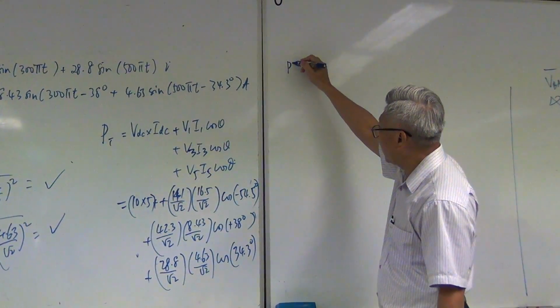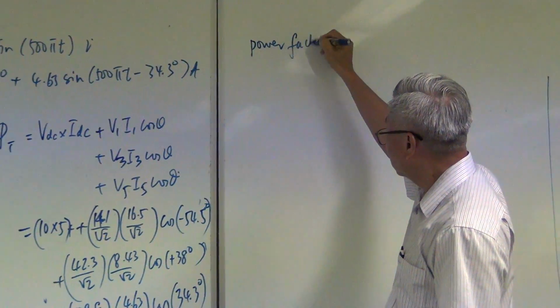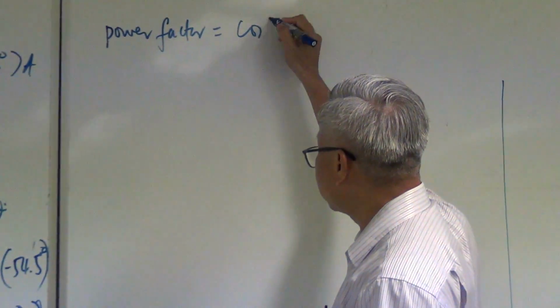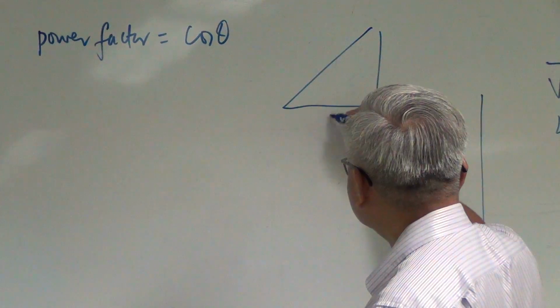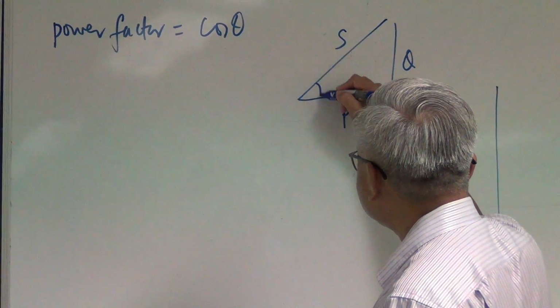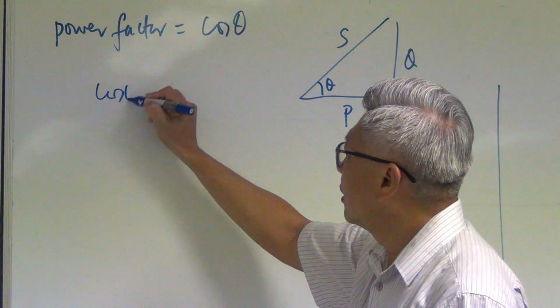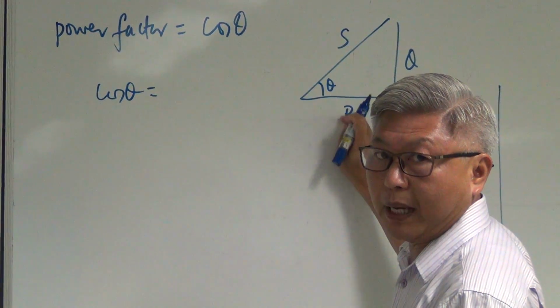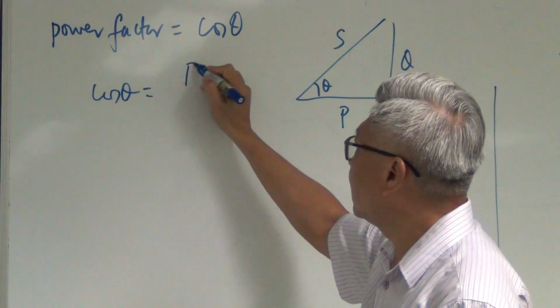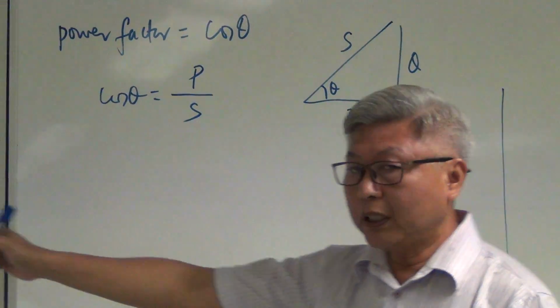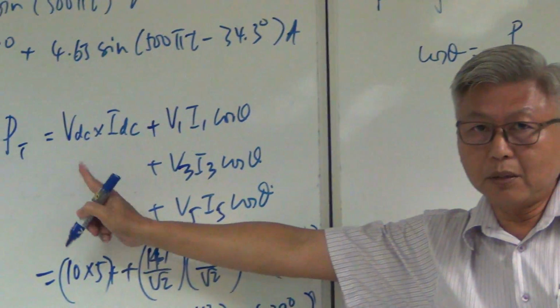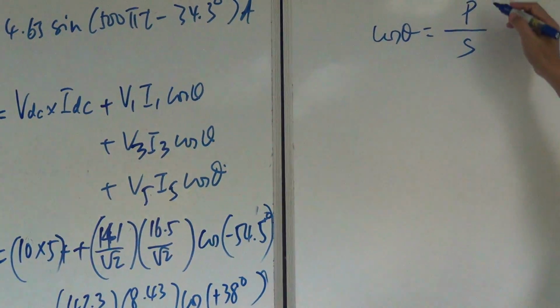Now, power factor is equal to cosine theta, right? If you have this right-angle triangle, this P, this Q, this S, what is cosine theta? Cosine theta is equal to P divided by S, correct? Now, just now, we have already calculated P. That's your P, the total power. So we know the P.